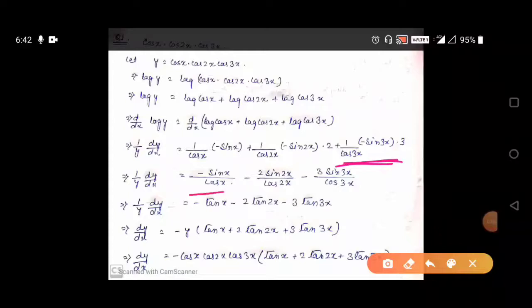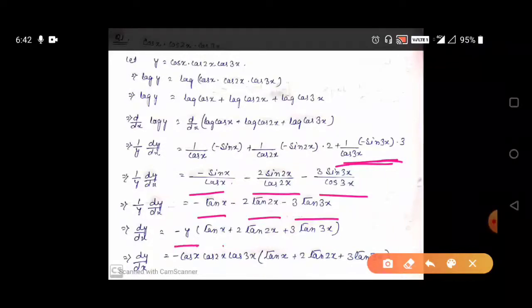Now it will become minus sin x by cos x minus 2 sin 2x by cos 2x minus 3 sin 3x by cos 3x. So it will be minus tan x minus 2 tan 2x minus 3 tan 3x. So dy by dx is equal to minus y times tan x plus 2 tan 2x plus 3 tan 3x. Now we will replace y with this: minus cos x cos 2x cos 3x within bracket tan x plus 2 tan 2x plus 3 tan 3x. So dy by dx is this.